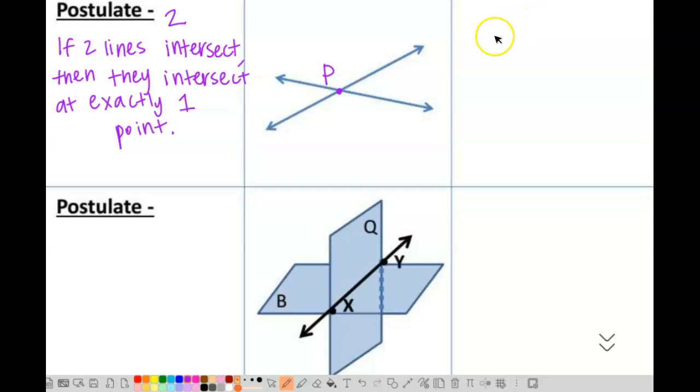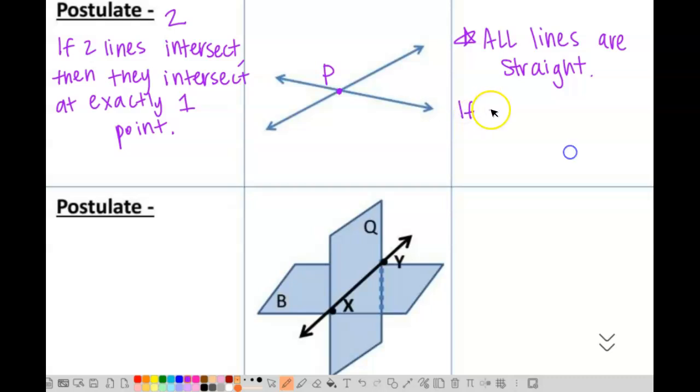Okay, and then just two little notes about lines. All lines are what? Infinite. That's true, but that's not what I want to say. It's more simple than that. All lines are straight. But since all lines are straight, then we can say that if it is curved, it is not a line.